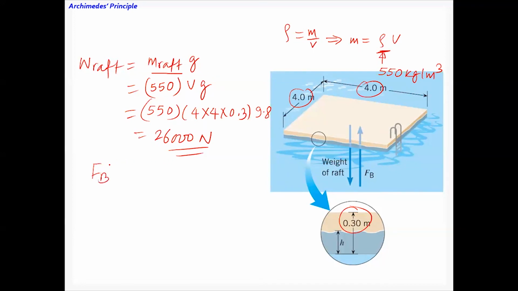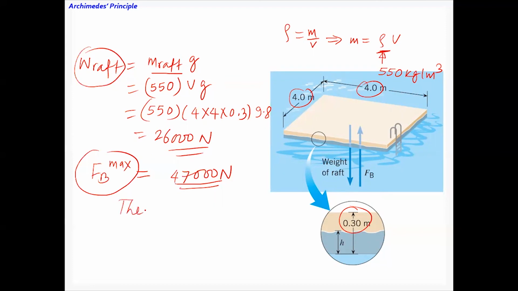So in the previous case, what we got is the maximum buoyant force that the fluid possibly could offer, which is 47,000 Newton. Okay, this is big enough to support the weight. Okay, so what is the conclusion? The raft floats.